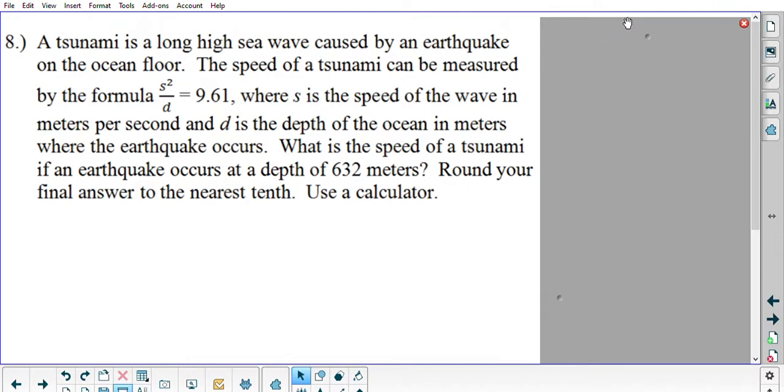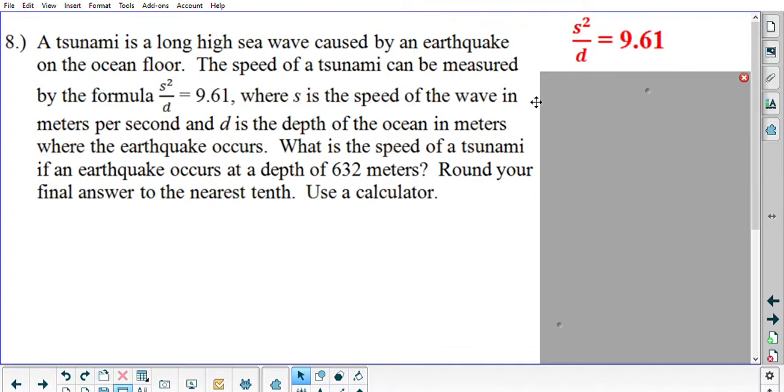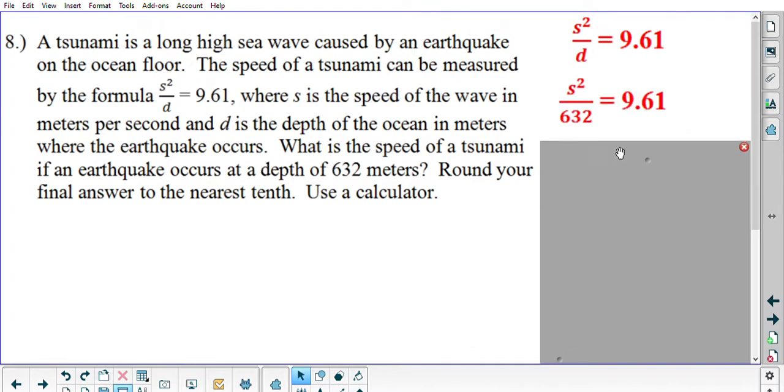Use a calculator. All right, so we start with the formula. Now we got to substitute. Where do I put the 632? That is the depth in meters. That should go in for the D. So I hope you realize that.